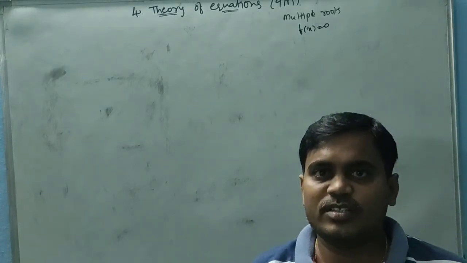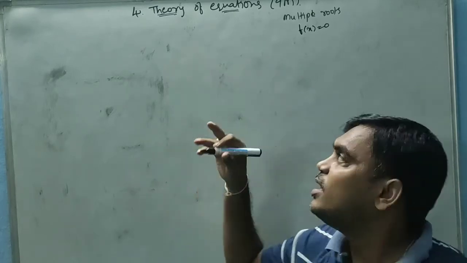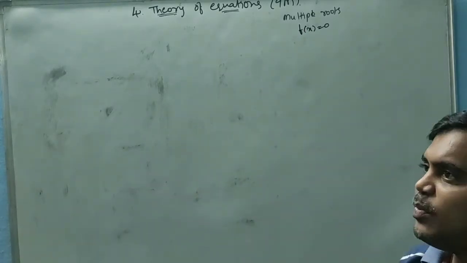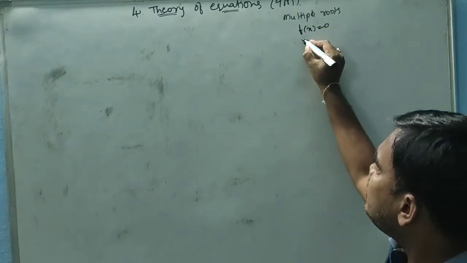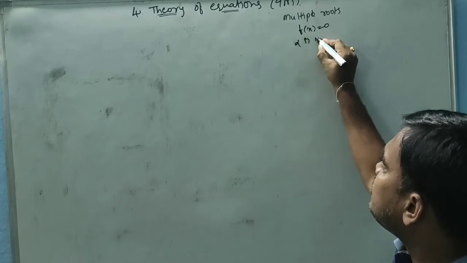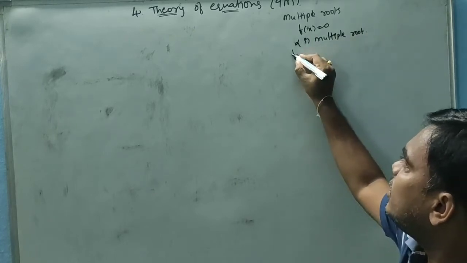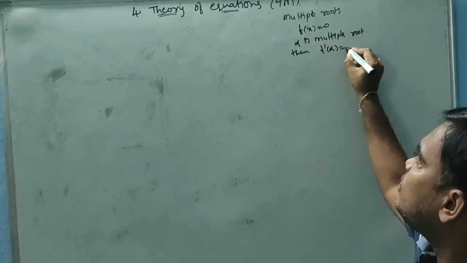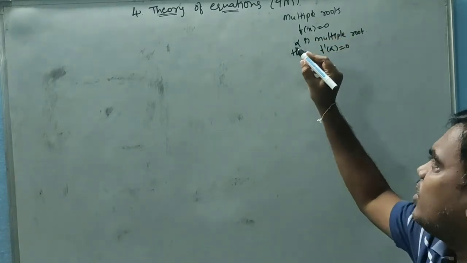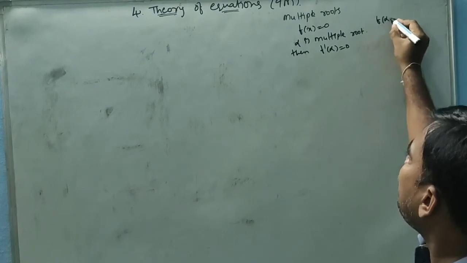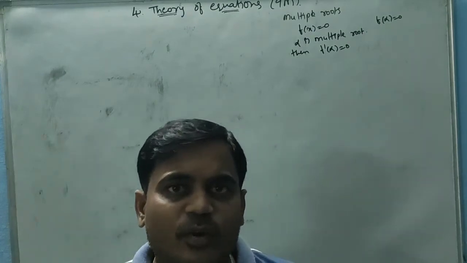It is a polynomial equation with degree maybe power 3, 4, 5 like that, so it contains multiple roots. The concept of f of x equal to 0: if alpha is a multiple root, then f dash alpha equal to 0. If alpha is a root, then f of alpha equal to 0, we already know.